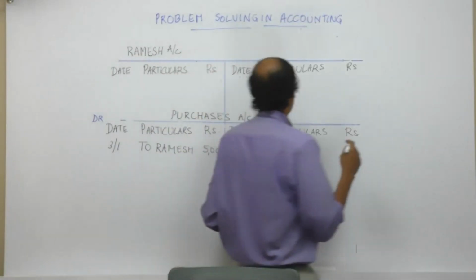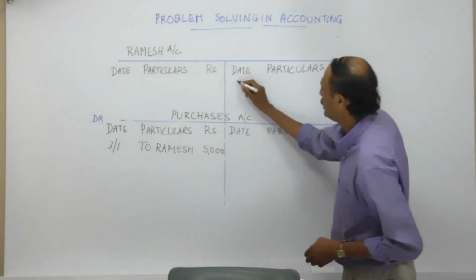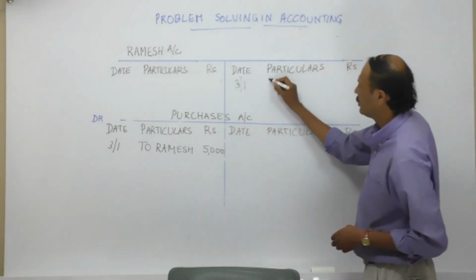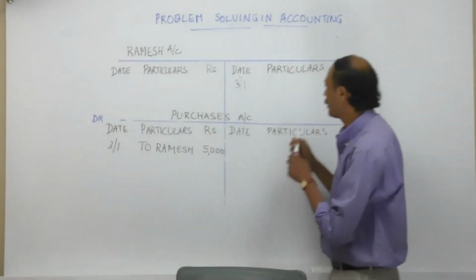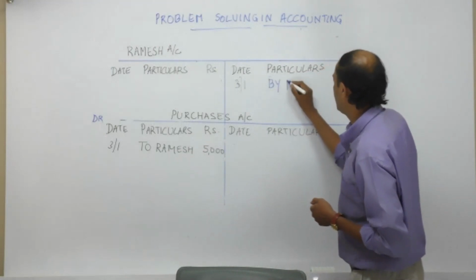Come to Ramesh's account. You need to credit his account with purchases. The same date. By purchases.